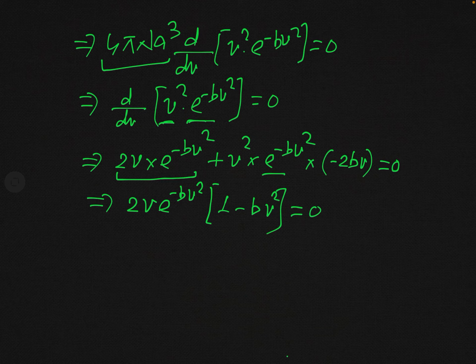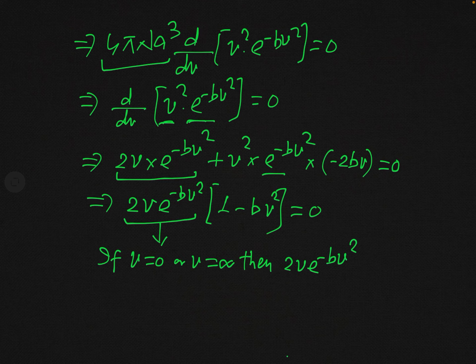Now you can see from here that the outside factor will be 0 in only two conditions. If v is equal to 0 or v is equal to infinity, then 2v into e raised to the power minus bv square will be equal to 0. Because when v is 0, then due to the factor v it will be 0. And when v is infinity, then due to the exponential factor it will be 0, because we will have e raised to the power minus infinity, and you know e raised to the power minus infinity is 0.